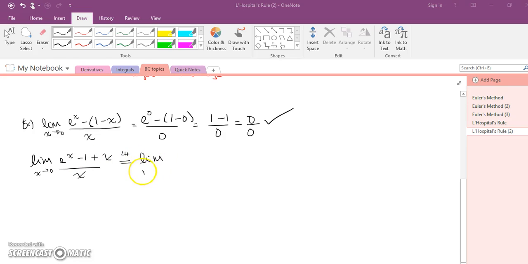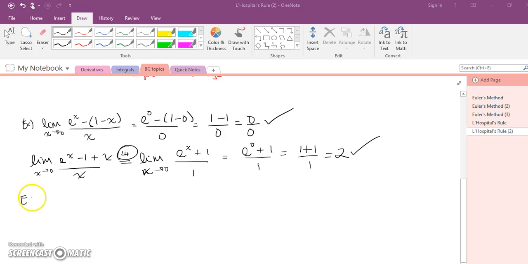So I have the limit as x goes to 0. Derivative of e to the x is e to the x. Constant is 0, plus 1, over 1. Let's now try direct substitution. E to the 0 plus 1 over 1. 1 plus 1 over 1 is 2. So after applying L'Hopital's rule right here, that made the limit work. It's not an indeterminate form anymore.